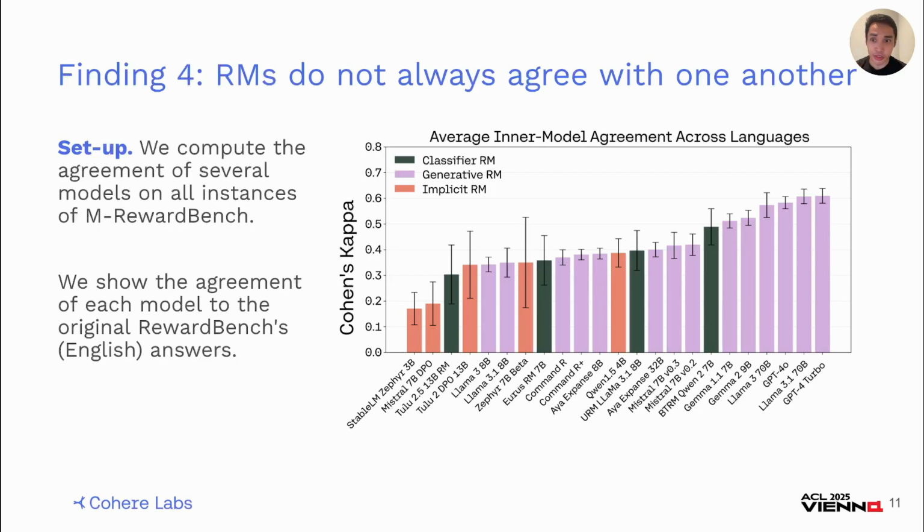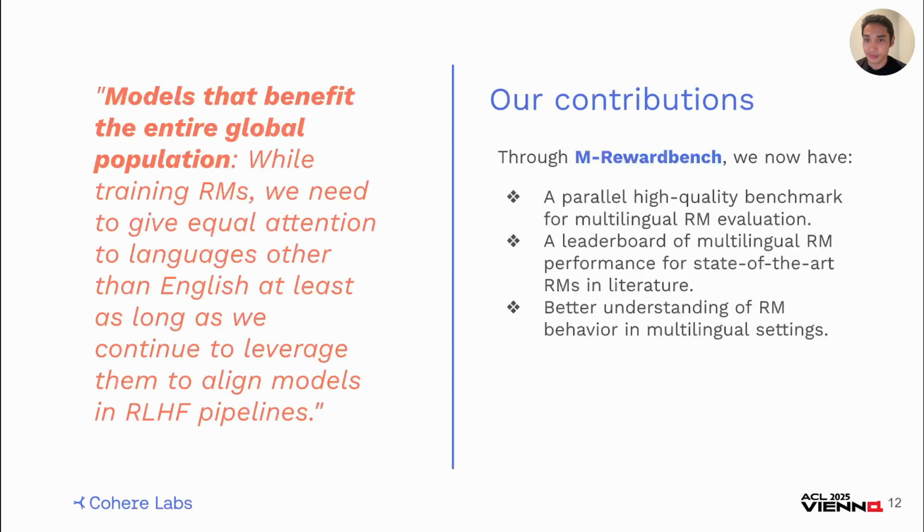So this is a very important finding because we see that we're not just looking at the accuracy of a model on M-RewardBench. You're also seeing if it's actually consistent, if its answers are actually consistent. And I think this is important if we wanted to look into using these models as kind of like an oracle for downstream RLHF training.